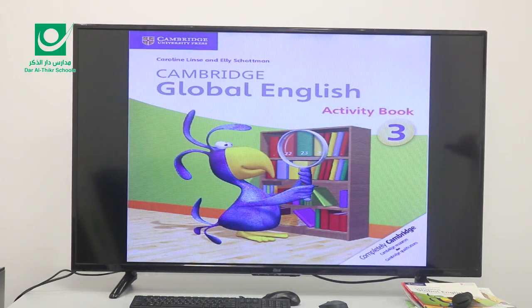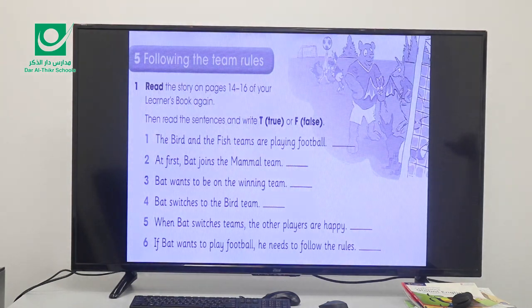Yes. Now we are going to move to the activity book. Following the team rules, read the story. They want us to read the story again, 14 and 16. Then decide whether the 6 sentences are true or false. Yes, students? Please try to decide, true or false, before you see the correct one on the screen.